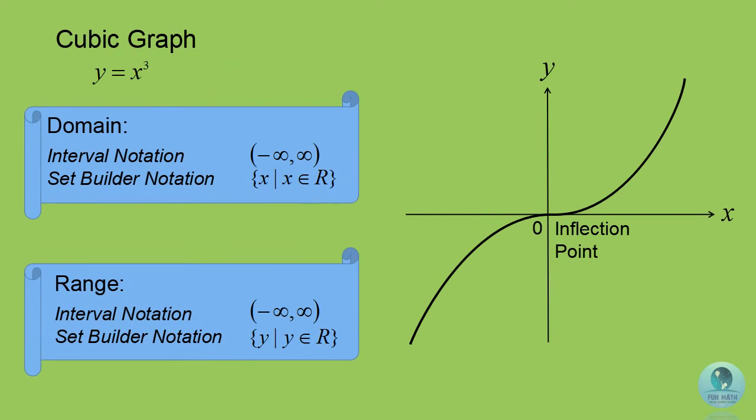This is a parent graph of a cubic function. It is a curve with an inflection point at (0, 0). This is a point where the graph changes its direction. So the domain and range will be all sets of real numbers.